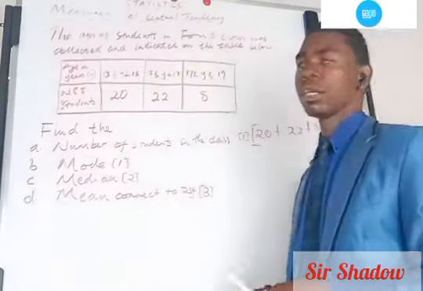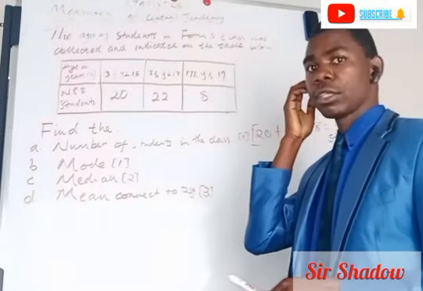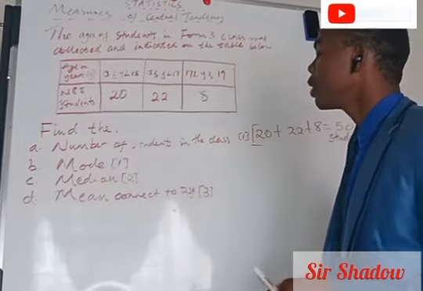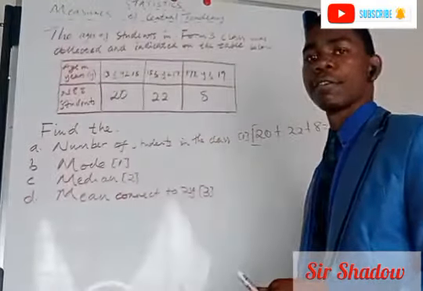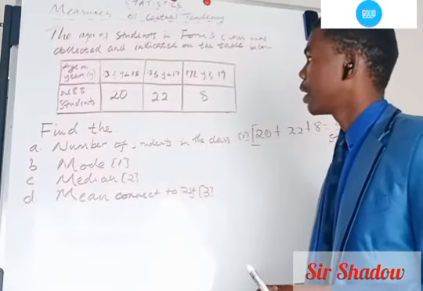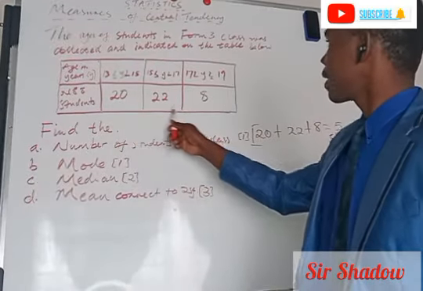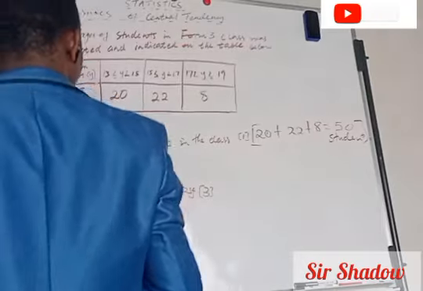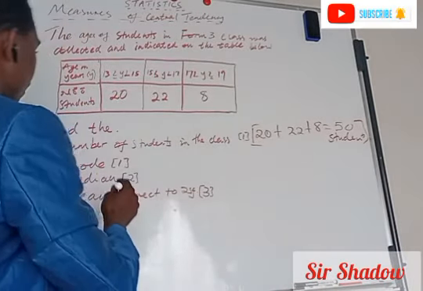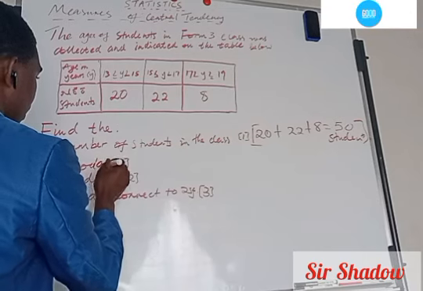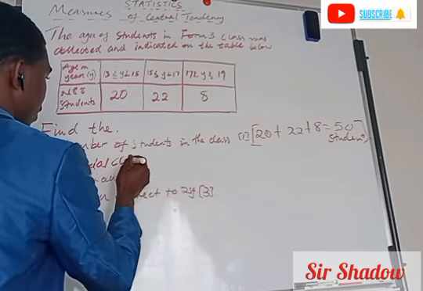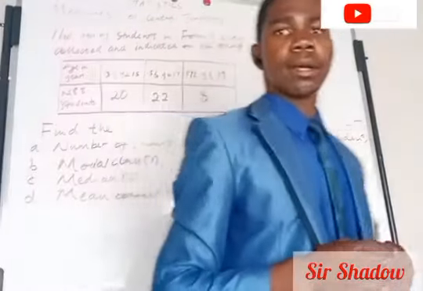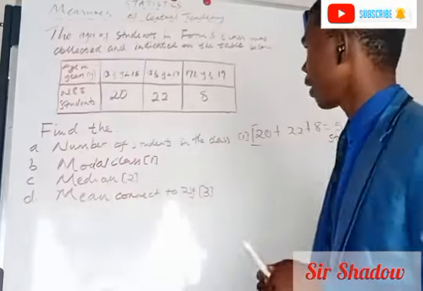Then we are also asked to find the mode from this given data. To find the mode, it is just the value with the highest frequency. So which one is the highest frequency? This one is the modal class. We want to find the modal class, right? Mode is just the value with the highest frequency.